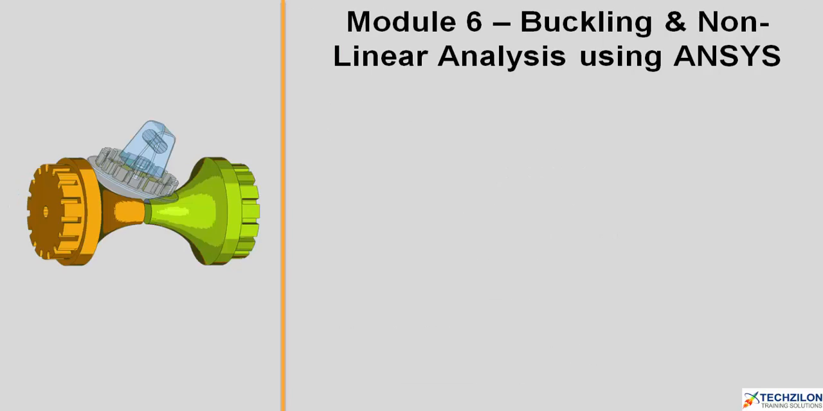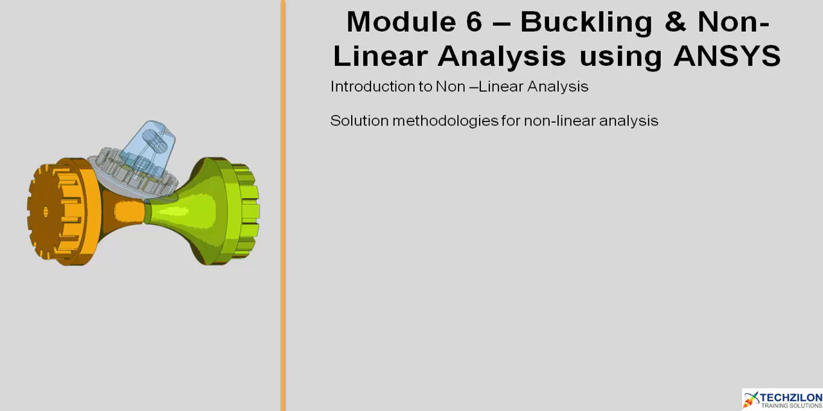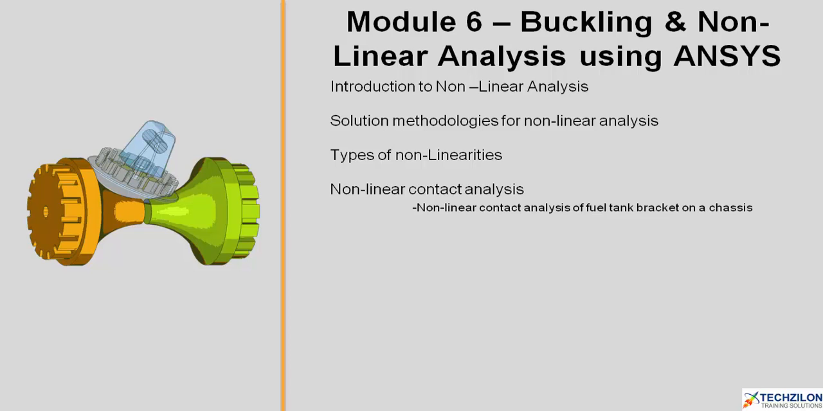In Module 6, you will learn buckling and non-linear analysis using ANSYS. You will have introduction to nonlinear analysis, solution methodologies for nonlinear analysis, types of nonlinearities, nonlinear contact analysis, under which you will have nonlinear contact analysis of fuel tank bracket on a chassis, and modeling contact pairs for a typical 3D bolted joint on a flange.